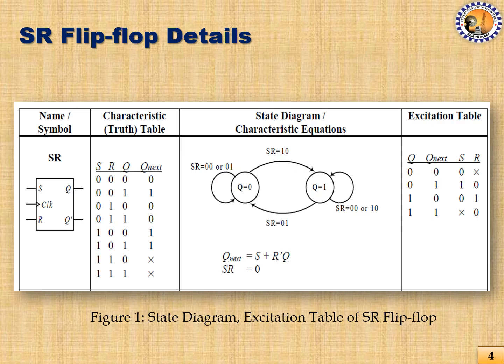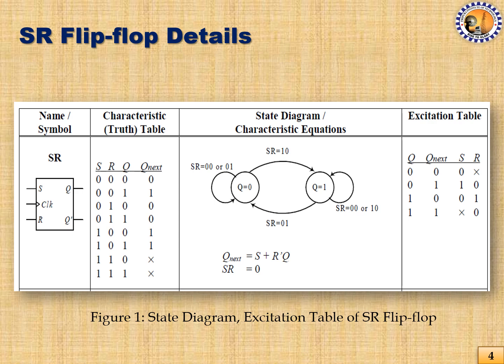And if present state is 1 and next state is 0, that happens when we apply input 0 1. So we are presently at Q equal to 1 in this state, and if we apply this input condition, then the flip-flop will migrate to Q equal to 0. So this is how the state diagram for SR flip-flop is being drawn.